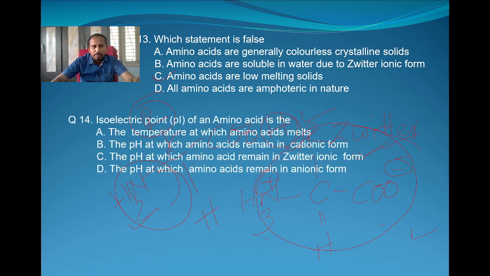So we'll move to question number 13. Isoelectric point. What is the isoelectric point? The isoelectric point is nothing but the pH at which an amino acid remains in zwitterionic form. What is zwitterionic form? So, the isoelectric point of an amino acid is the temperature at which the amino acid melts. This is wrong. The pH at which the amino acid remains in cationic form, that is false. The pH at which the amino acid remains in zwitterionic form. Yes, this is the right answer. So C is the right answer.